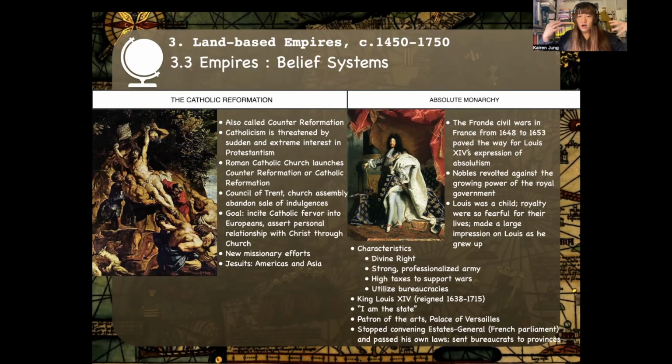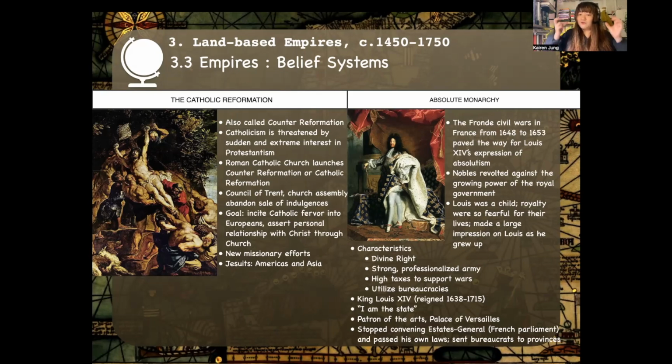And he had a strong, professionalized army. He had high taxes to support his wars, and he utilized a lot of bureaucracies. He reigned from 1638 to 1715, built the Palace of Versailles, and he actually made all the nobles come and live there. Famously, he said, "I am the state," or "I am the law. Le loi, c'est moi." That's what he said.